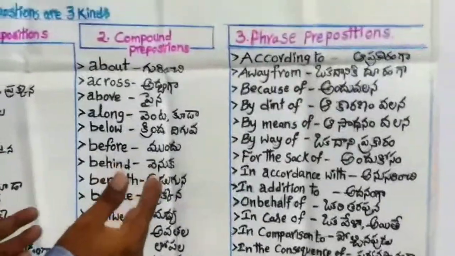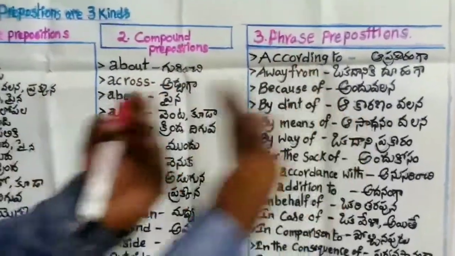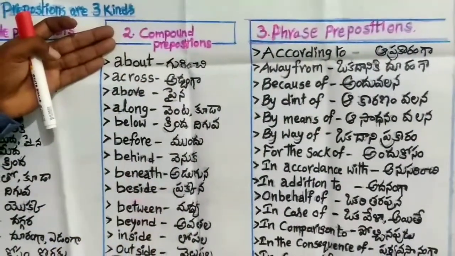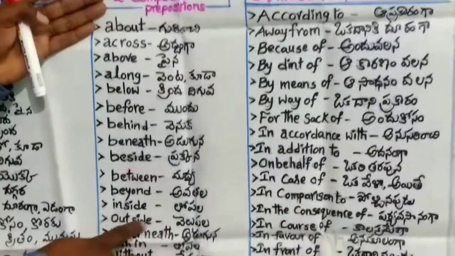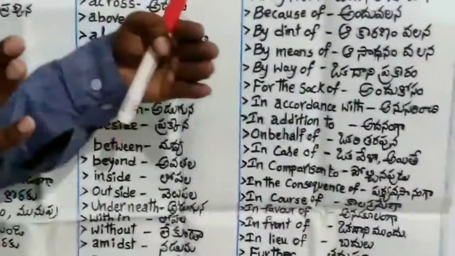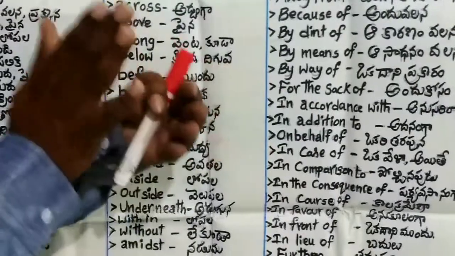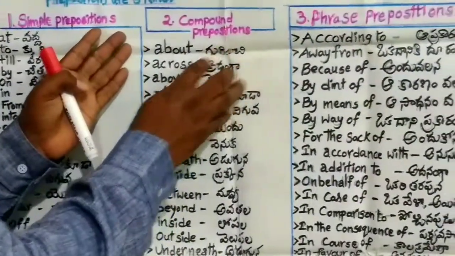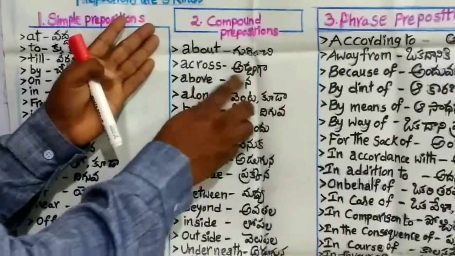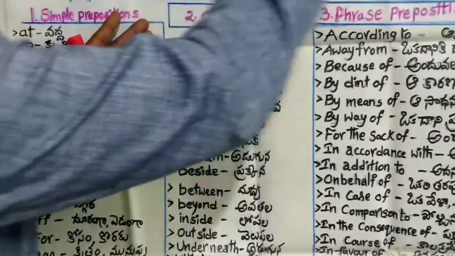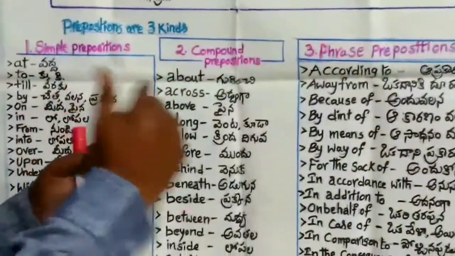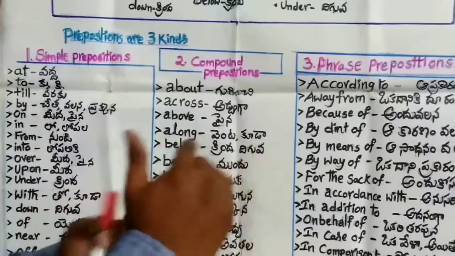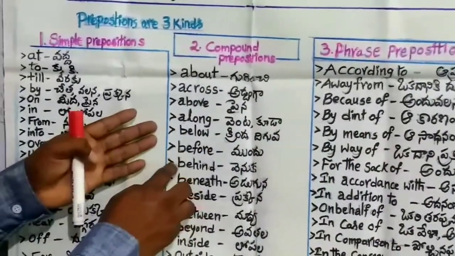And next we move on to the compound. Compound means joints, two words joined. Okay, about, and of course here see outside, side and out, these are the two words. Compound means the two words are grouped together. This is a combination of two words, compound prepositions. About gurinchi, across addanga, see this is across. The boy is walking across the road, like that.